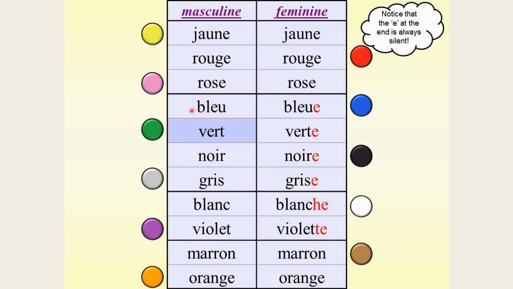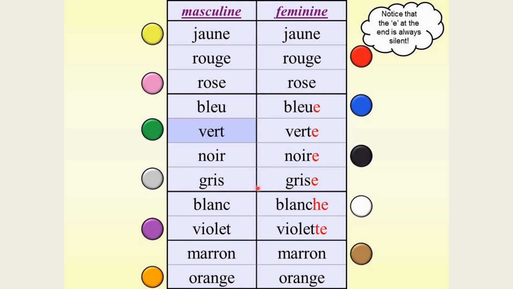Here these 4 colors have an E at the end. So bleu becomes bleue. One thing to notice here, the E at the end is always silent, even though it is written. So bleu becomes bleue. The spelling is changing, but still the pronunciation remains the same. Vert becomes verte. Then we have noir, which is noire in feminine. Gris is grise in feminine. The spelling is changed over here, you need to notice that, but the E is silent.